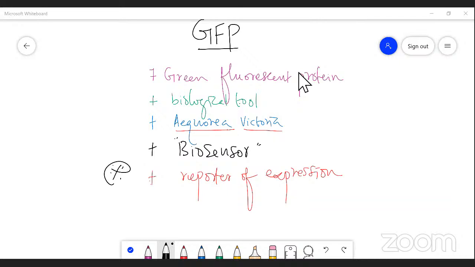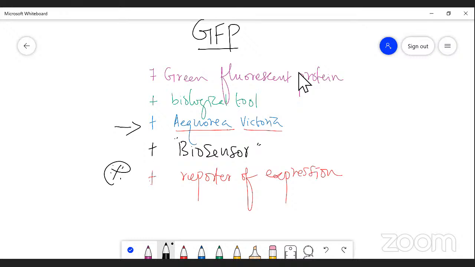What is the abbreviation of GFP? Green fluorescent protein. It is a biological tool, right? Where is it obtained? It was first isolated from the jellyfish called Aequorea victoria. Very good.